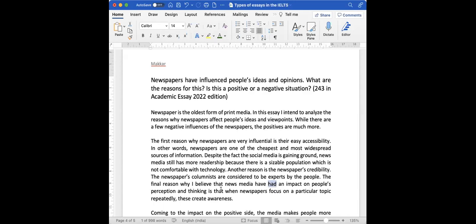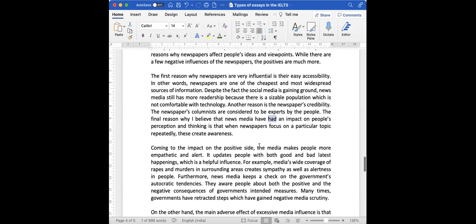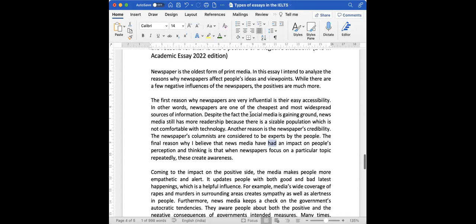So the final reason why I believe that news media have had an impact is that, you know, they create awareness. Coming to the impact on the positive side, अब मैंने ऊपर क्या लिखा था? While there are a few negative influences, the positives are much more.